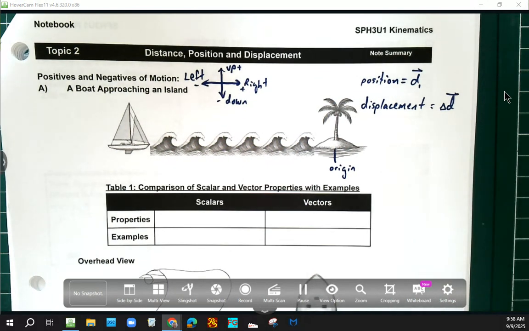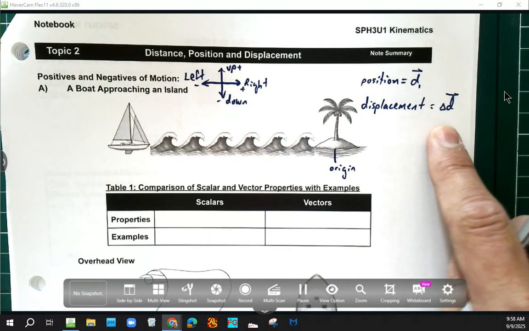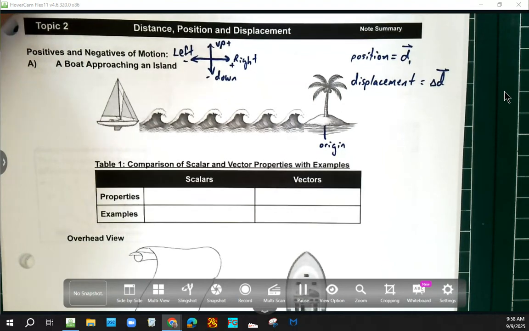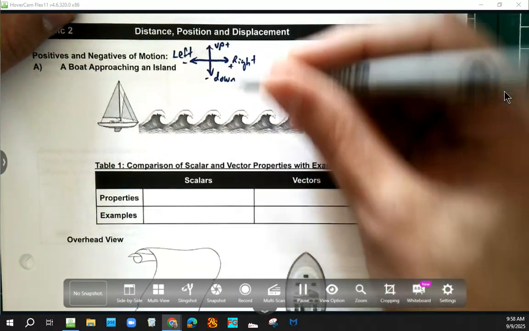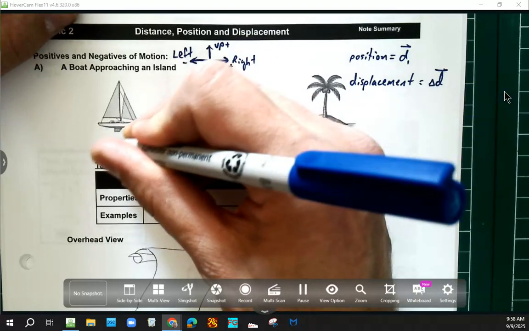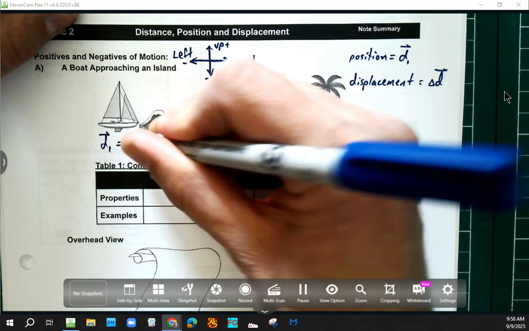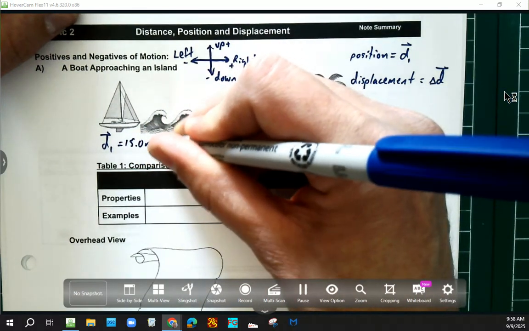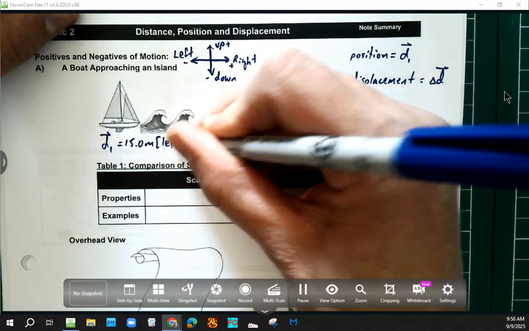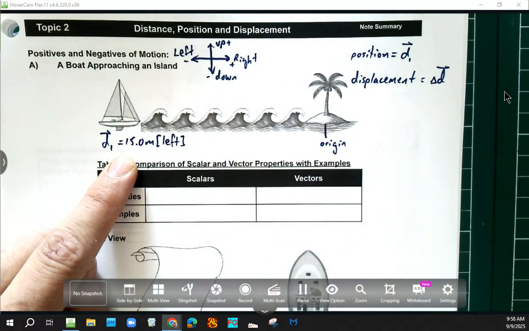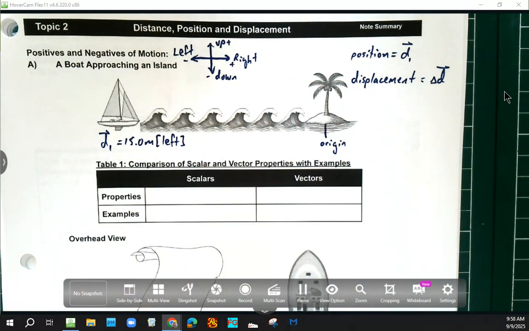Some people will say it's the change in. Well, change in and difference are synonymous things, right? So delta D means the change in position, how much the position has changed by. Fair enough, what's the difference in the positions? So I look at this and I say, okay, this boat's sailing along, and at position 1, D with an arrow, 1, it's 15.0 meters to the left. So here I've got 15 meters, that's the magnitude in the units, and the left, the direction, to the left of the origin.